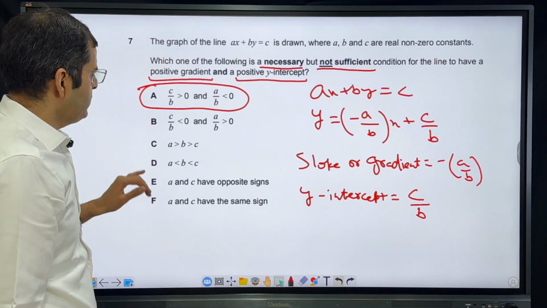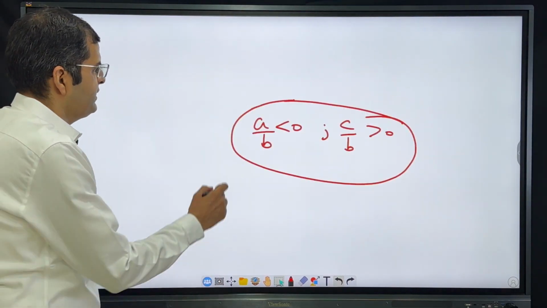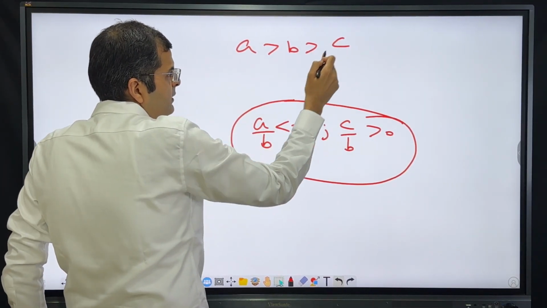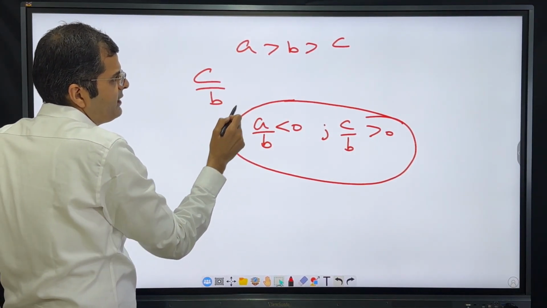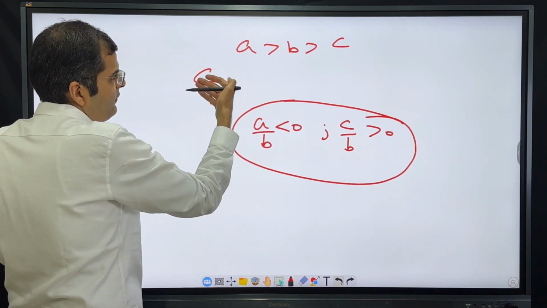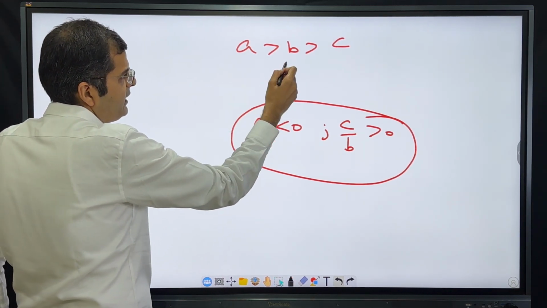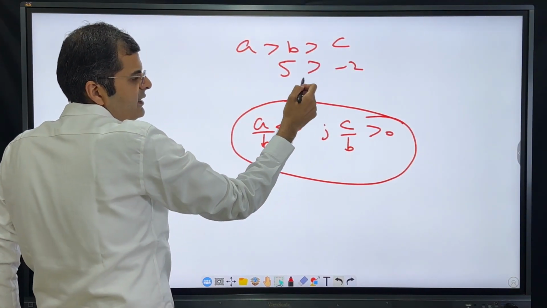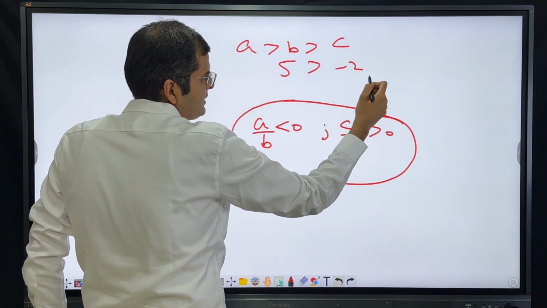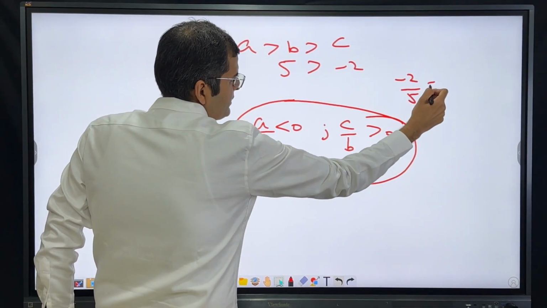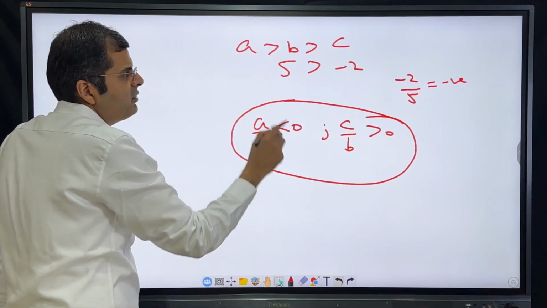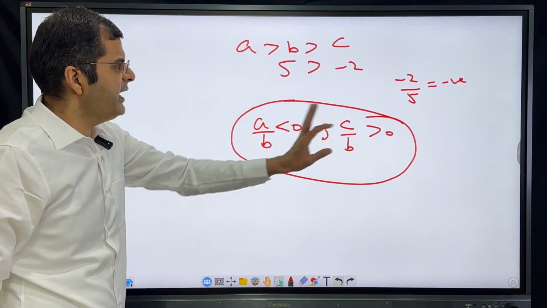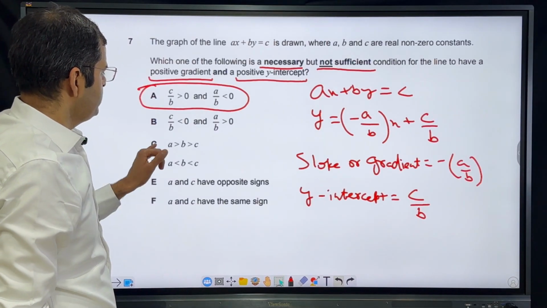So B is also ruled out. Then A is greater than B is greater than C. In this case, C by B: if I assume that B is 5 and C is minus 2, B is greater than C. Then what is C by B? Minus 2 by 5, which is negative. So this is not a necessary or sufficient condition, because C by B has to be positive. So this is also ruled out.